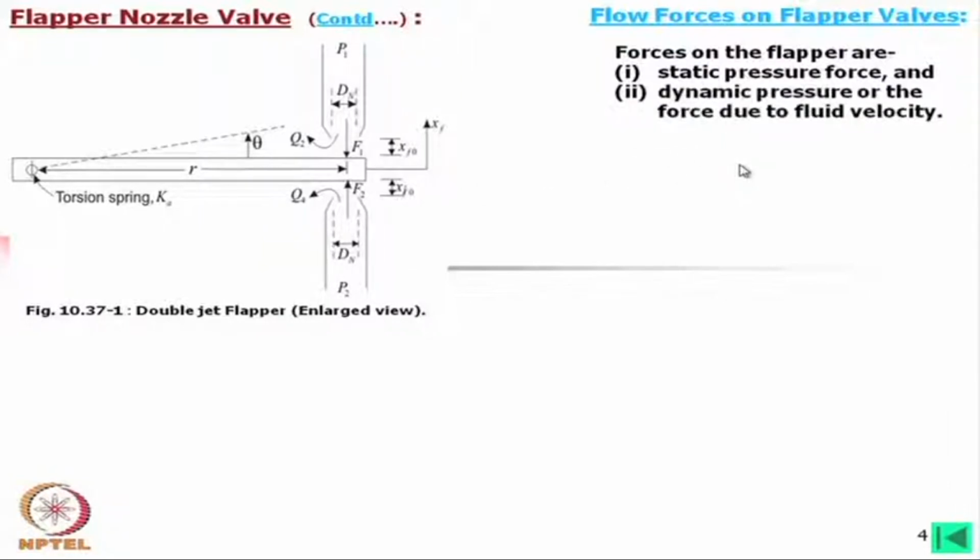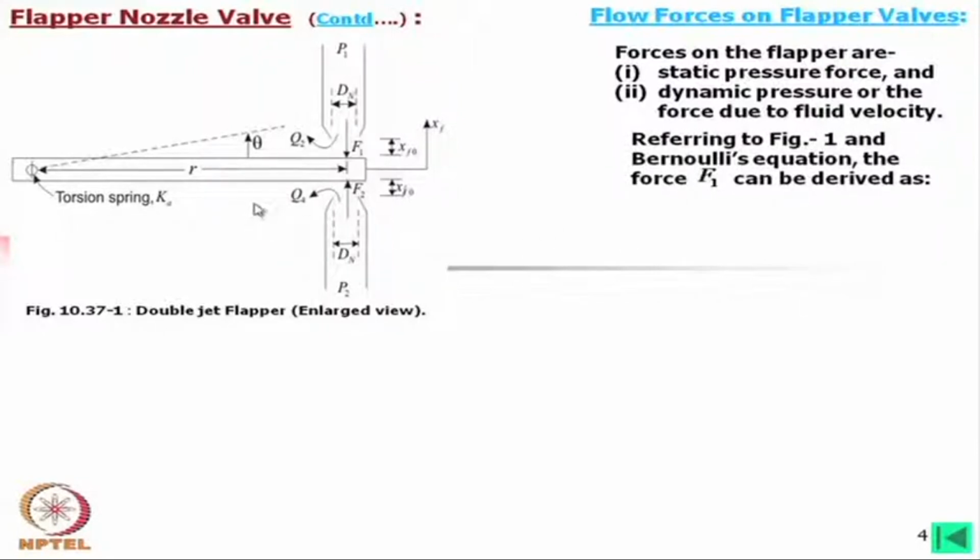There is also dynamic pressure, or the force due to the fluid velocity. What is static pressure? Simply, static pressure will be equal to P1 into this area, not the curtain area. The curtain area, that orifice area, is used for the load flow and other things, but normally when we are calculating the force, we consider this area, which is equal for both nozzles. However, the pressure will be different, whereas for dynamic pressure we have to consider the velocity of the fluid which is impinging on this flapper.